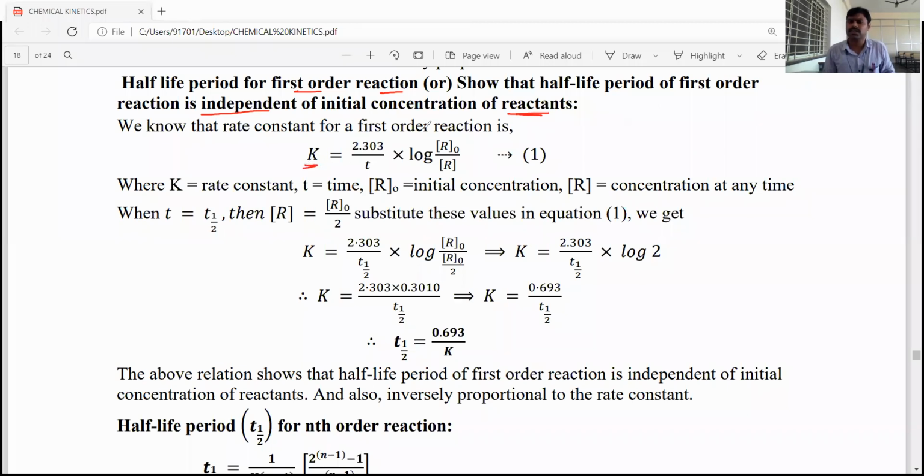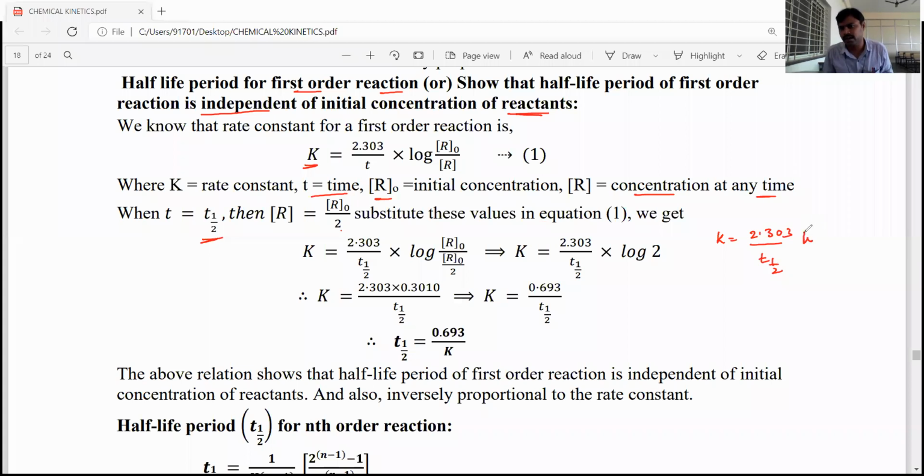K formula for a first order reaction: K is equal to 2.303 by t into log R naught by R, where R naught is the initial concentration, t is the time, and R is the final concentration of reactant at any time t. Now in the above formula, just consider the time equal to t half, then R is equal to R naught by 2. Just substitute, dear students. Then K is equal to 2.303 by t, where t becomes t half.